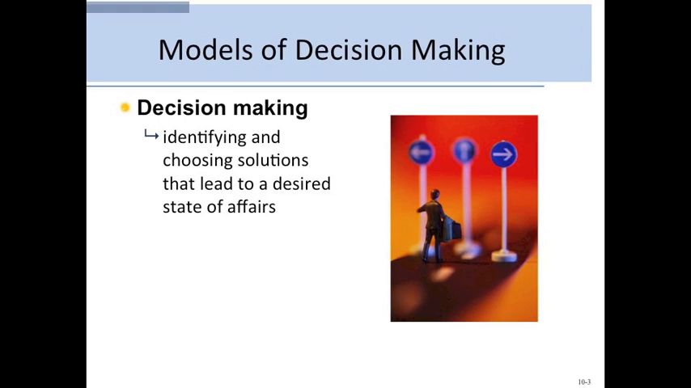There are two general approaches to decision making, but before we get into that, what essentially is decision making? It says here it's identifying and choosing solutions that lead to a desired state of affairs. That's essentially what we do when we make decisions, correct? We find solutions to our issues, whether those issues, as you'll see, be problems or opportunities to improve. So decision making is all about identifying ways to address a situation, choosing the solution, and applying it to the issue at hand so that it leads to some betterment, some outcome that we actually desire.